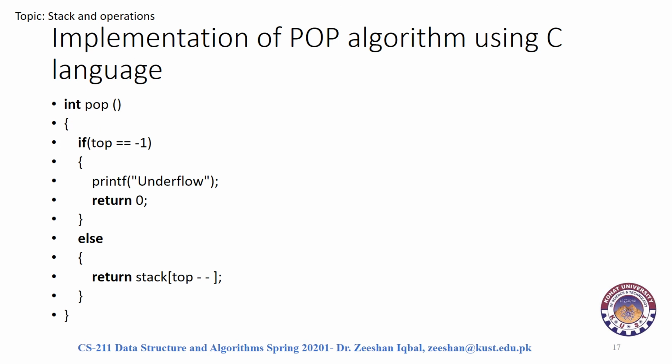The algorithm for pop can be implemented as a pop function in C++. Here, by using the if condition, first of all we check the underflow condition. In the else phase, similarly, top will be decremented.